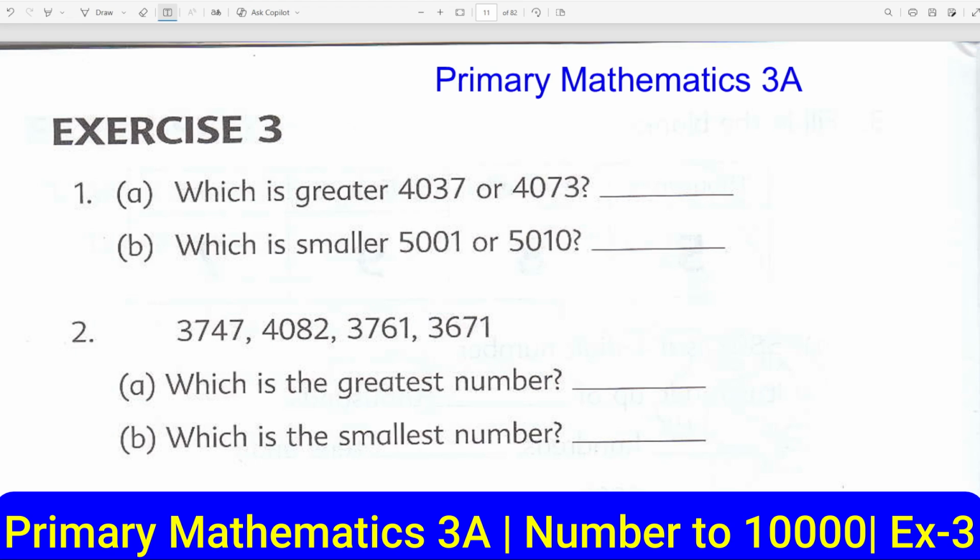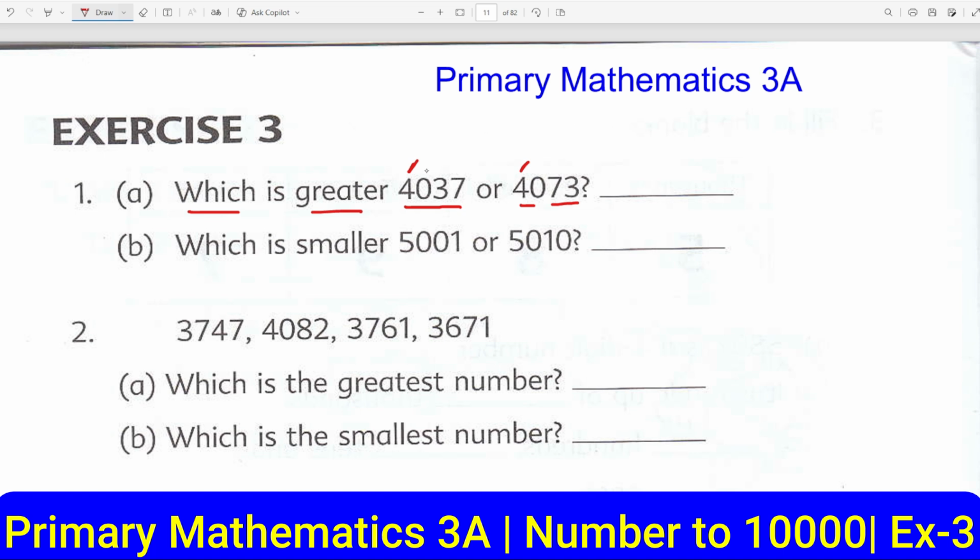Starting exercise 3, Primary Mathematics 3A, or we can say this one is the Singapore math. Which is greater, 4037 or 4073? In this case, the best way to find out is to check the first leftmost digit. Here is a 4, here is a 4. So we cannot decide which one is greater.